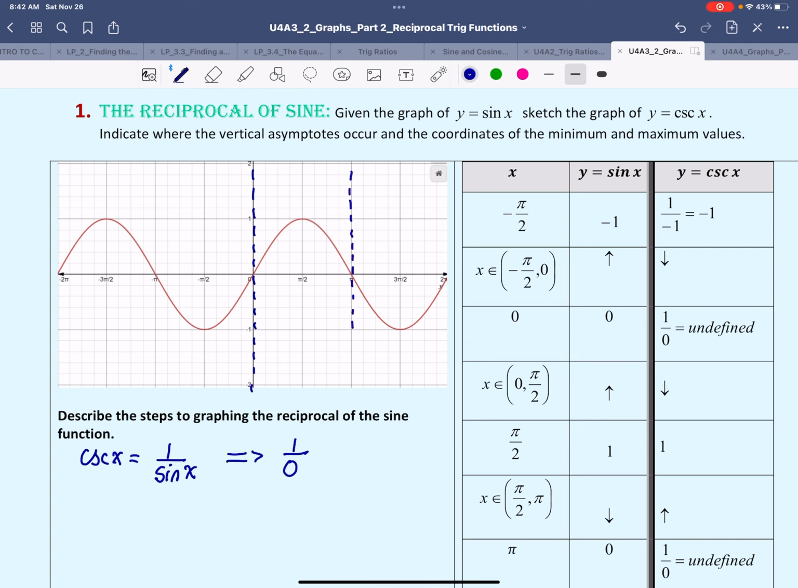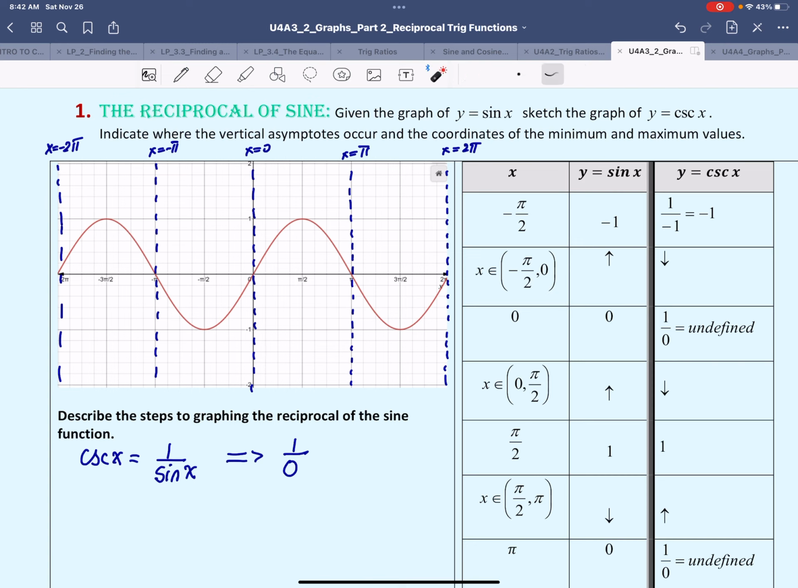So what that means is that wherever you see x-intercepts of the sine, the cosecant will display vertical asymptotes. And I will do this for the negative side of the domain that I have selected here. So the vertical asymptotes in this case will be at x equals negative 2 pi, x equals negative pi, x equals 0, x equals pi, and x equals 2 pi.